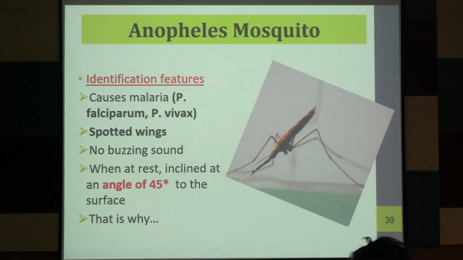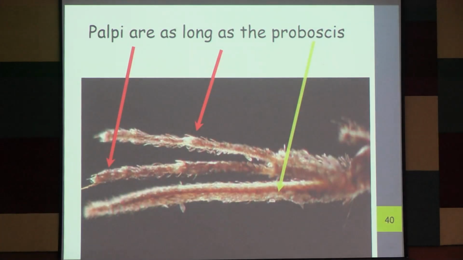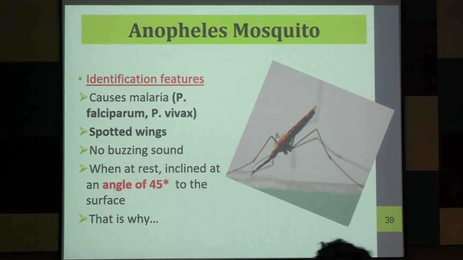What does it cause? Malaria. It has spotted wings, that is why wings are important, but the first feature is always the sitting posture. It creates an acute angle with the surface, or usually we say an angle of 45. It has no buzzing sound. Angle of 45 and spotted wings, only these 2 points, okay. You have to write these 2 distinguishing points, and it is Anopheles.